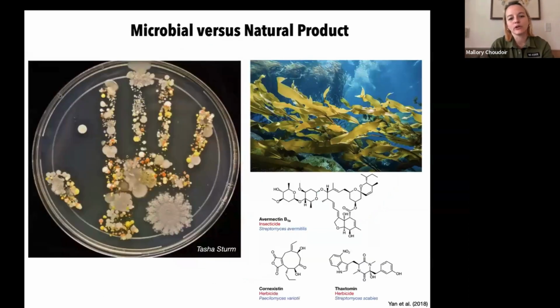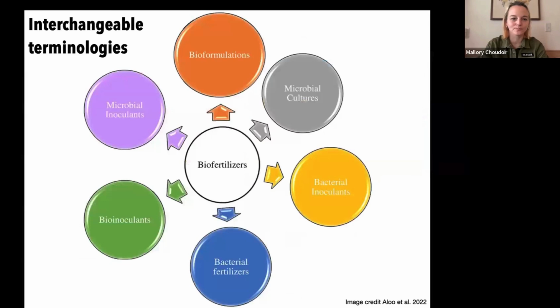So again, these microbial biostimulants can either be living microbes or natural products. So products that are produced by microbes, such as some of these chemicals on the bottom, or once living biological entities such as extractions from seaweed or kelp. So some of these have interchangeable terminologies ranging from biofertilizers, which are biostimulants that improve nutrient use efficiency or nutrient access, ranging to microbial inoculants, which may also be biofertilizers or may provide other beneficial activities for plants.